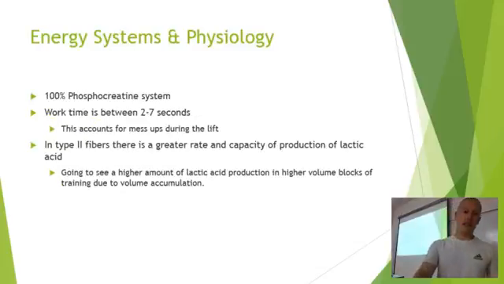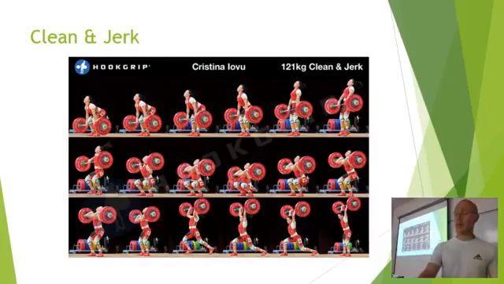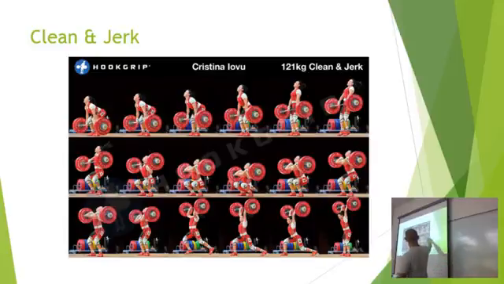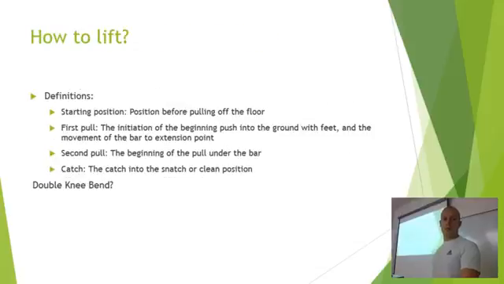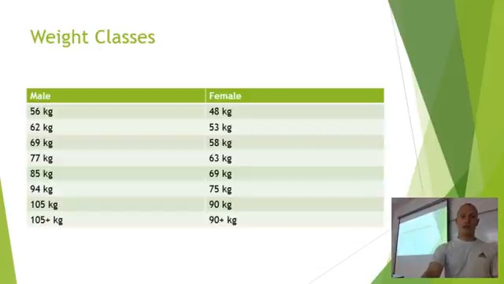Just to show you that extension point, I'll go back a few slides here. This right here is your extension point. Everything from here working up to here is your first pull. So now we move into our second pull, the beginning of the pull under the bar. We've already had an initial pull, where the bar is moved up to the hip.